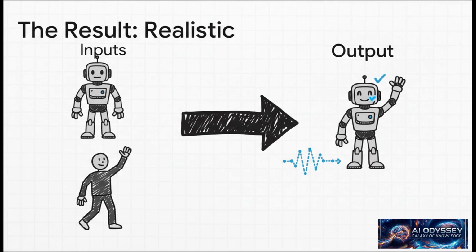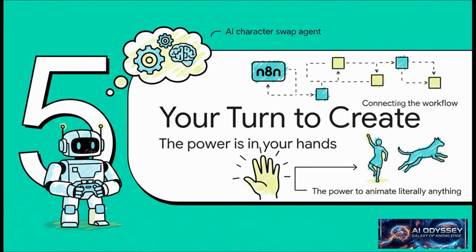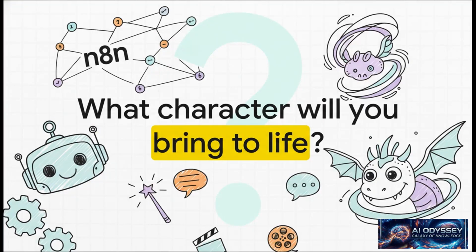It just works. So there you have it, a complete blueprint for creating your very own AI character swap agent. We've gone through setting up the tools, connecting the AI, and actually running the workflow. The power to animate literally anything is now in your hands. And that really just leaves us with one final question. With a tool this powerful and this easy to use, what's the first character you are going to bring to life? It's time to get creating.